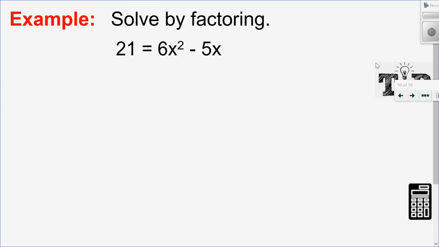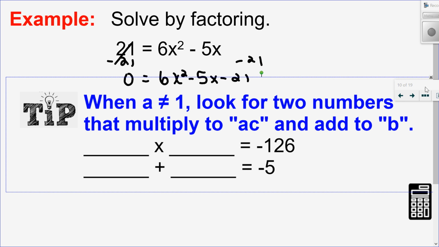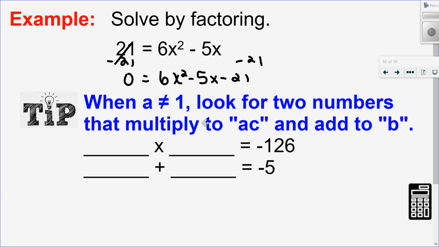Okay, in this one here, I'm going to solve this one by factoring. So I want to set it equal to 0. So I'm going to subtract 21 from both sides. So I get 0 equals 6x squared minus 5x minus 21. Now, this is the first time we've seen where a is not 1. So when a is not 1, you're going to look for two numbers that multiply to a times c, negative 126, and still add to the middle number.